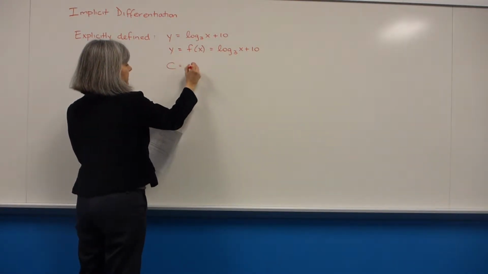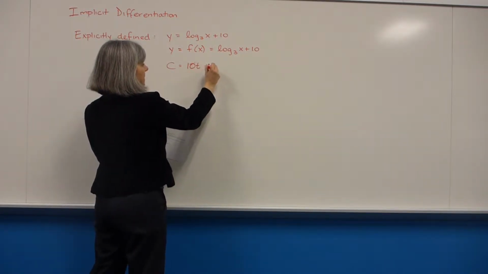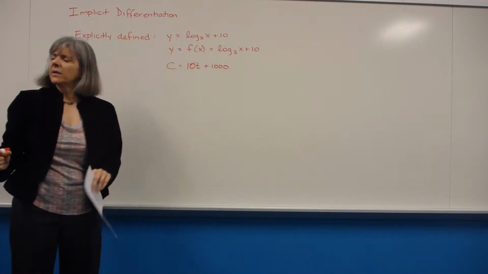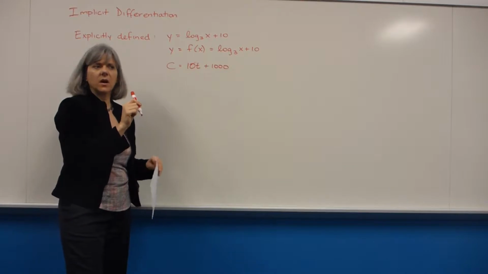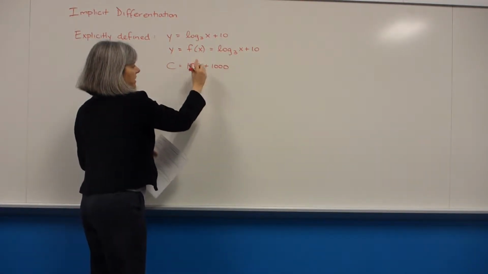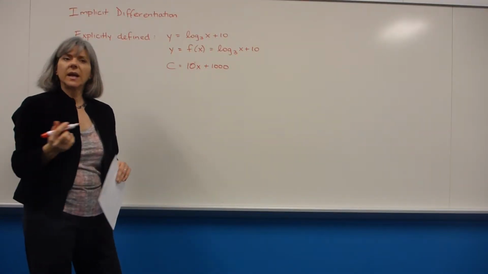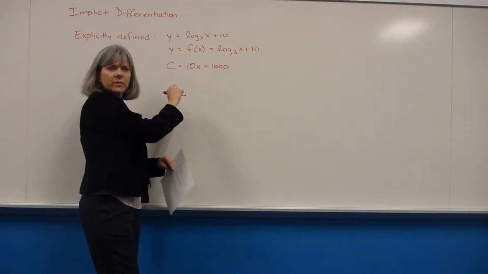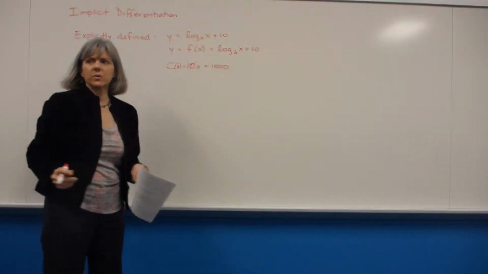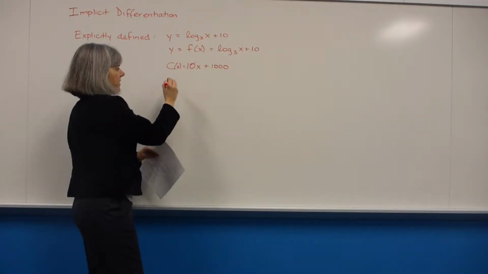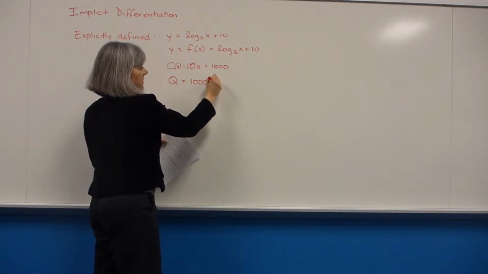Here's one. No, sorry. C equals 10t plus 1,000. In the business applications we've been doing, what has C represented? Cost. And actually, I'm sorry, change that to an x. So we've been defining cost based on the number of items. Do we usually just say C, or how do we usually write this? C of x. That's how we usually write it. Okay. Same thing with Q. Yes, 1,000 e to the 2t.